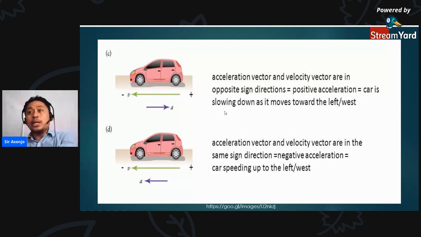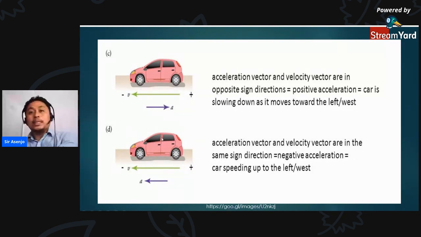Positive acceleration, the car is slowing down. It slows down because they are in the opposite direction. Going to the left is negative, going to the right is positive. So that means the car is slowing down as it moves toward the left or west.